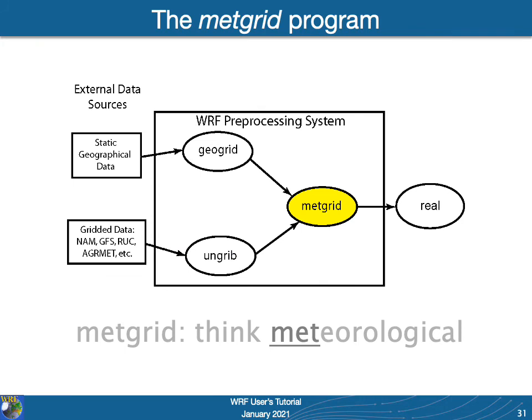The last of the main WPS programs is the Metgrid program, and it combines the output from the Ungrib program with the output from the Geogrid program. You can easily remember the function of the Metgrid program by recognizing that the Met in the name Metgrid refers to the fact that this program processes meteorological data on the WRF model grid.